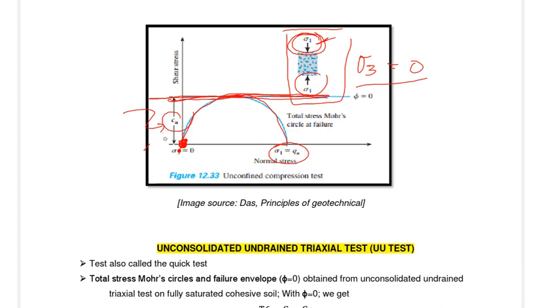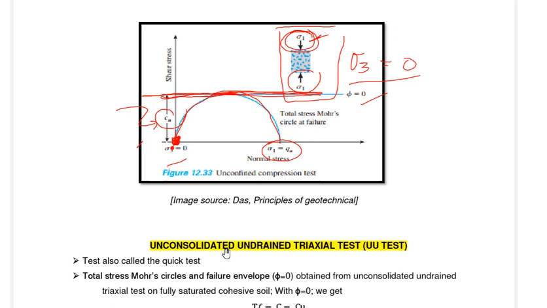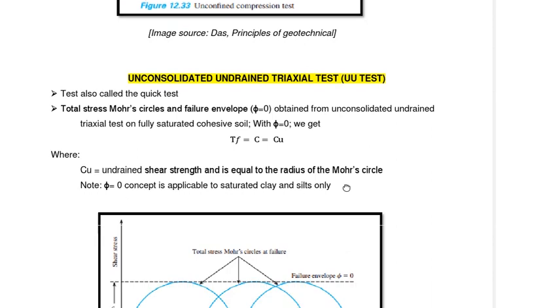So, there is no failure envelope for the UC test since we have only one Mohr circle in this test. So, this will be our Mohr circle if we have an unconfined compression test. Our phi is 0, our sigma 3 is 0. Here, the unconsolidated undrained triaxial test, or what we call the UU test.